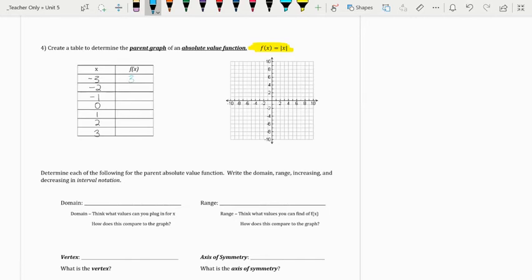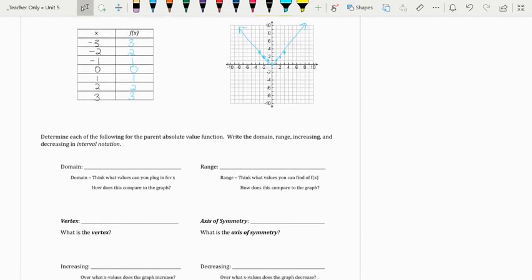Absolute value of -2, +2. -1, +1. 0 is still 0, 1 is still 1, 2 is still 2, 3 is still 3. If you were to graph these, you'd get negative 3, 3, negative 2, 2, negative 1, 1, 0, 0, 1, 1, 2, 2, 3, 3. So if you notice, we have our V shape just like we have been dealing with so far.